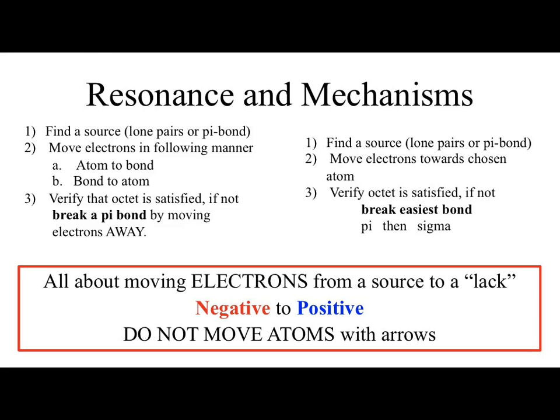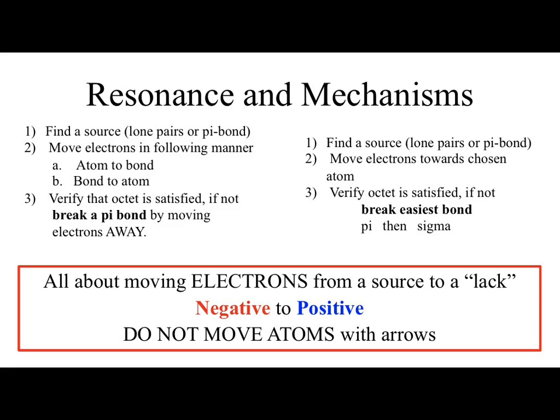If the octet is not satisfied, i.e. if we have too many electrons, we will then try and break the easiest bond. The easiest bond is almost always a pi bond, and then you can drop down to sigma. Because that bond that you're breaking has to be taking the electrons with it, it's almost always an electronegative element taking the electrons along with it. Okay?